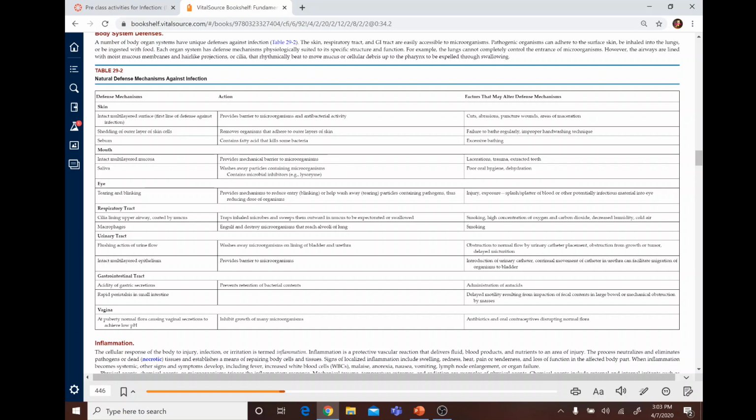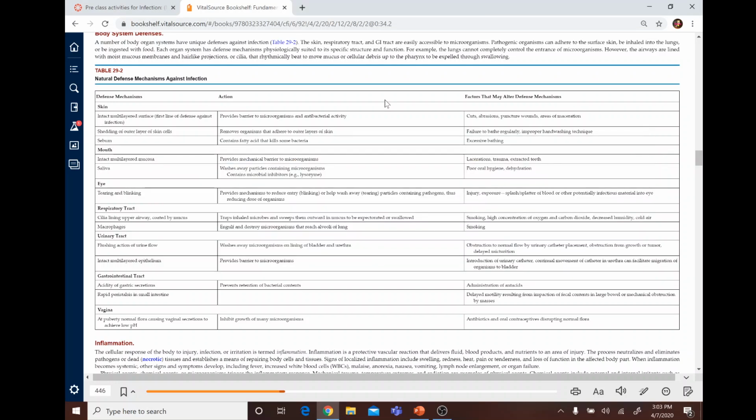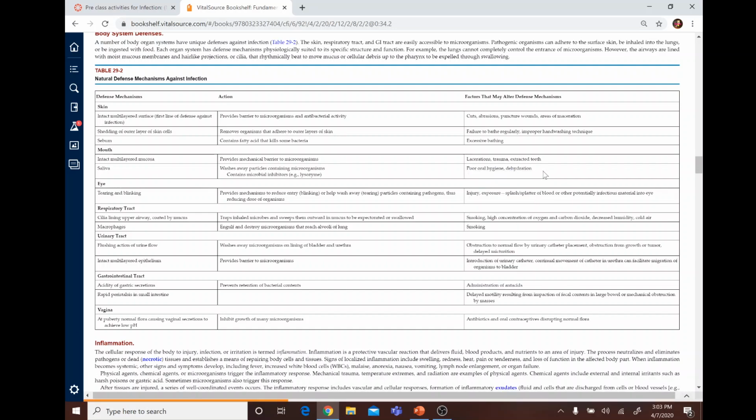What are some factors that may alter the defense mechanisms of intact multi-layered mucosa? Lacerations, trauma, extracted teeth. What is the action of saliva? Washes away particles containing microorganisms, and it contains microbial inhibitors such as lysozymes. What are some factors that may alter defense mechanisms of saliva? Poor oral hygiene and dehydration.